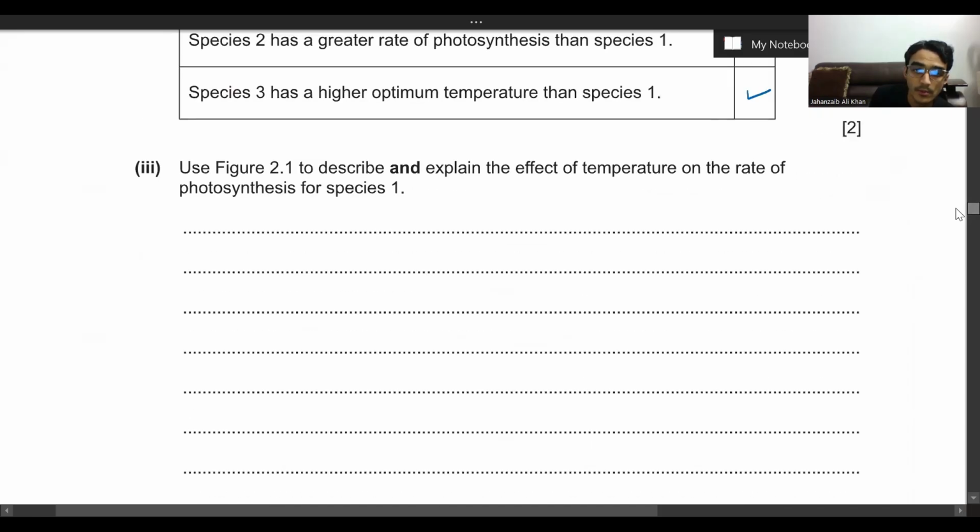Use figure 2.1 to describe and explain the effect of temperature on the rate of photosynthesis of species 1. If you watch my short, you know exactly the answer to this. Help me write it here.